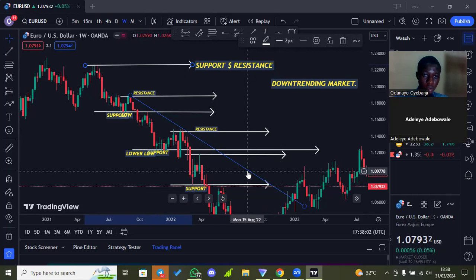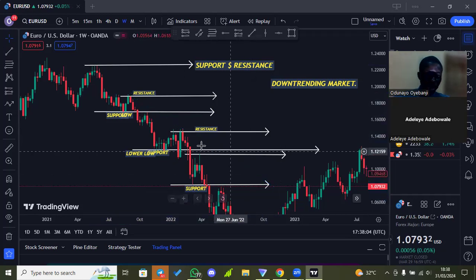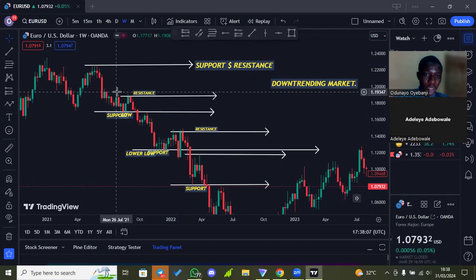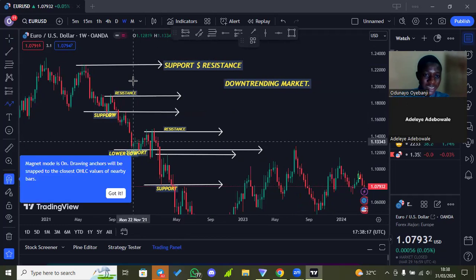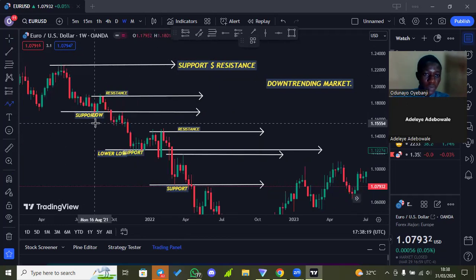How do you find the resistance? It's simple. You just look at the market structure, just like we did now. We saw that the market is moving downward, right? Then we look for the characteristics of a downtrending market. What are they? Formation of lower lows and lower highs. Are you with me?